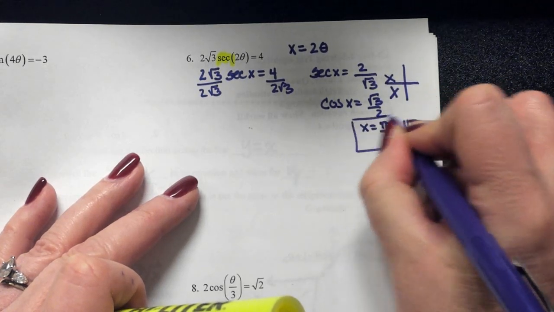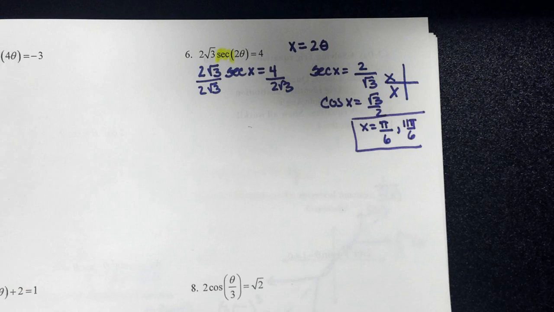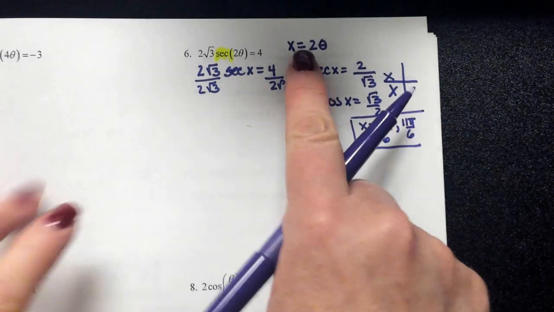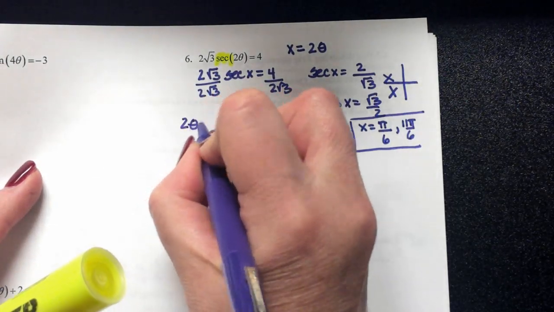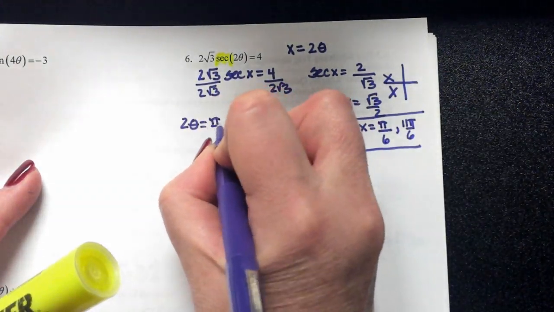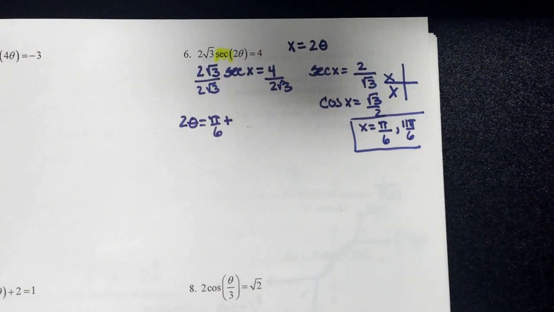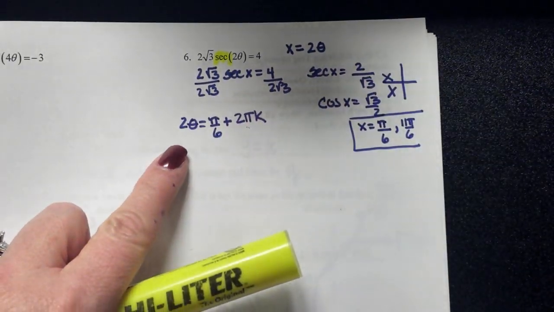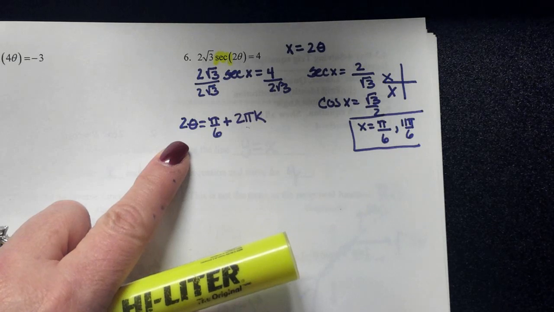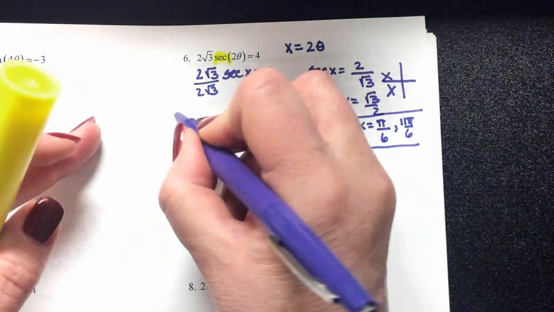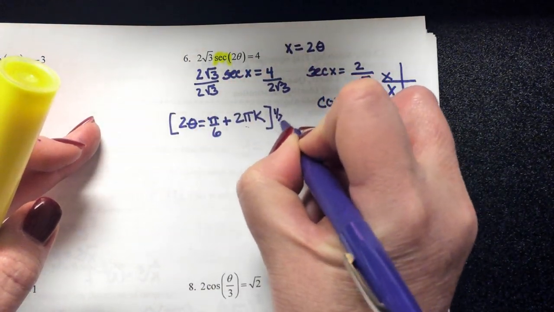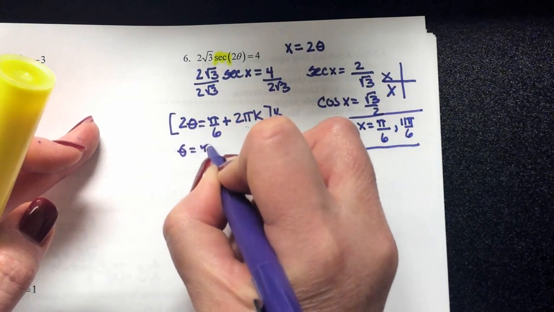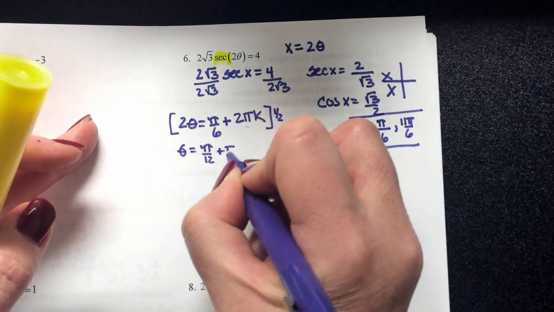Remember, I'm going to have to make 2 generalizations. 1 for pi over 6 and 1 for 11 pi over 6. So again, I'm going to have to take 2 theta, set it equal to pi over 6, plus, is it 2 pi k or is it pi k? 2 pi k. So now to get theta by itself, what am I going to do? I'm going to divide both sides by what? 2, or multiply by 1/2. So theta is going to be equal to pi over 12 plus pi k.